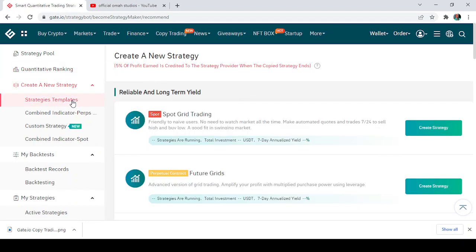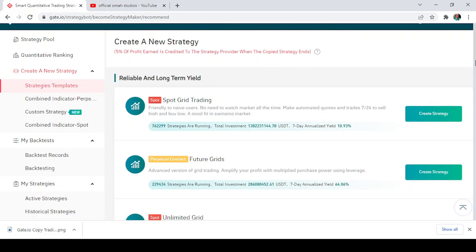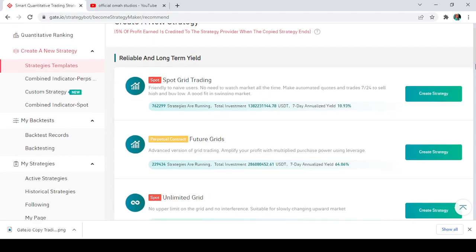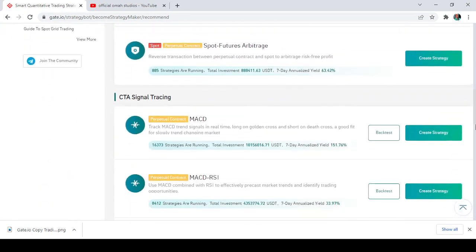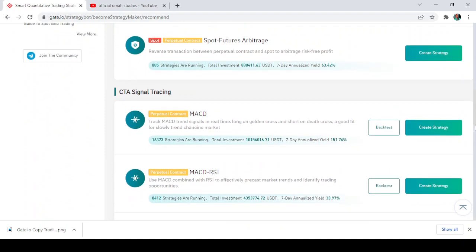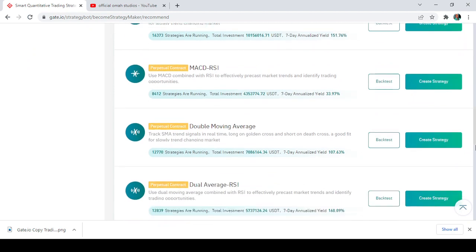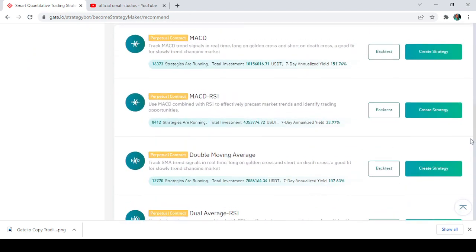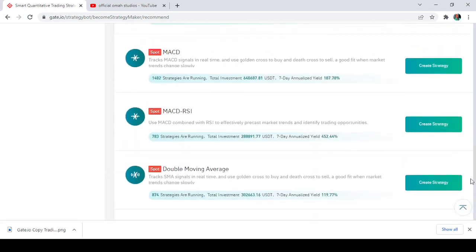Now when you tap on this strategy template, we have basically three. The first one is reliable and long-term yield, and the second one is CTA signal tracing. So this is just it.